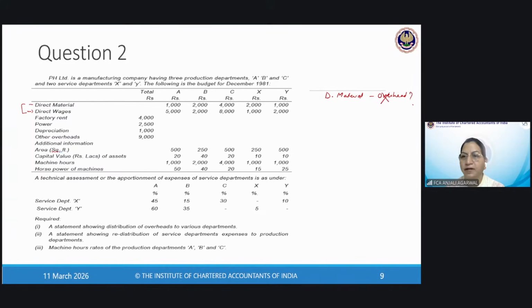No. Direct material is part of prime cost. It's not overheads. So direct material, direct labor, and direct expenses are part of prime cost. Similarly, direct labor, is it an overhead? No.